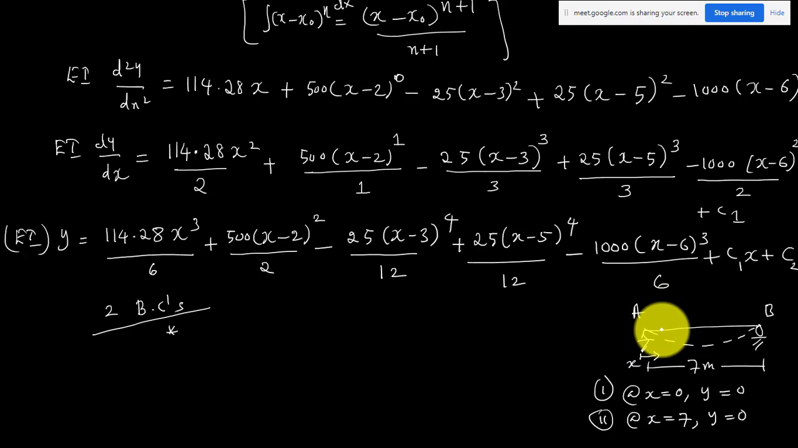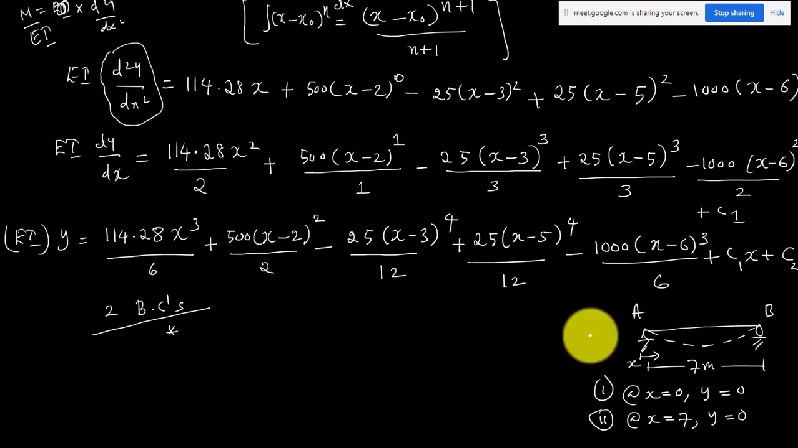Moment is 0 means what? It means d square y by dx square is 0, because moment is M equal to EI into d square y by dx square, or d square y by dx square equal to M by EI. So if moment is 0, M by EI will be 0. M by EI is the curvature, d square y by dx square. If you apply the boundary condition in terms of moment, you have to use the d square y by dx square equation. But anyway, we will take these two boundary conditions first, because these are simple. Whenever you take boundary conditions for the deflection y, you have to apply them in this equation.